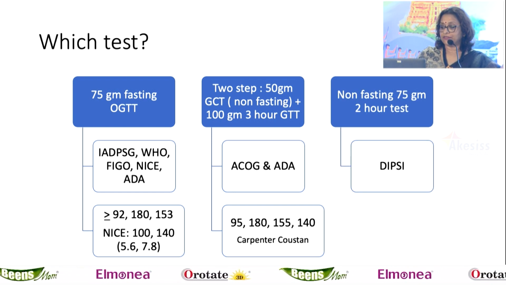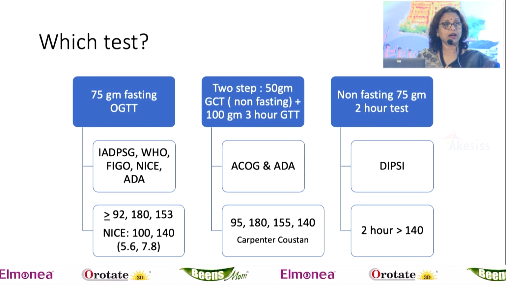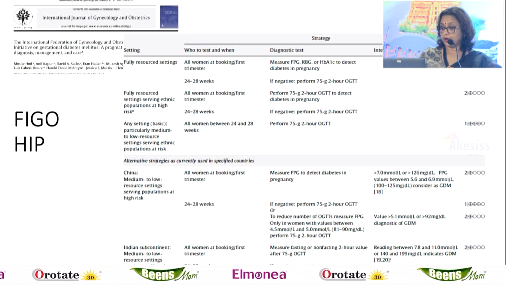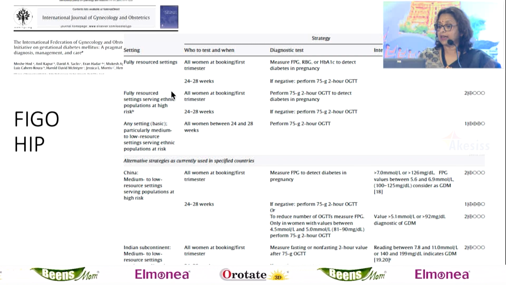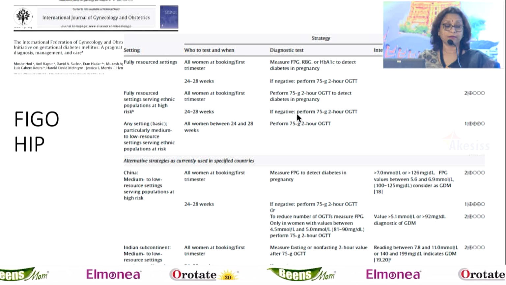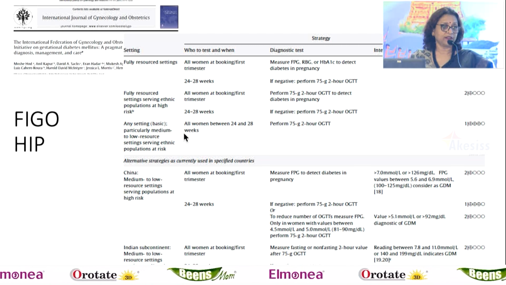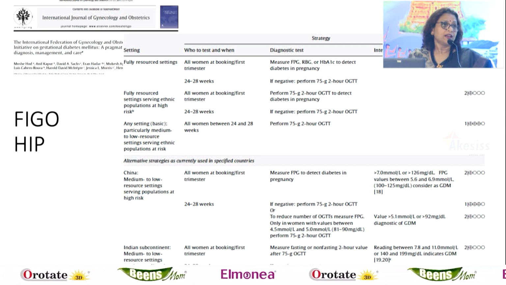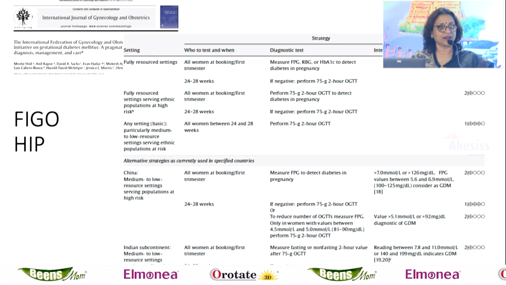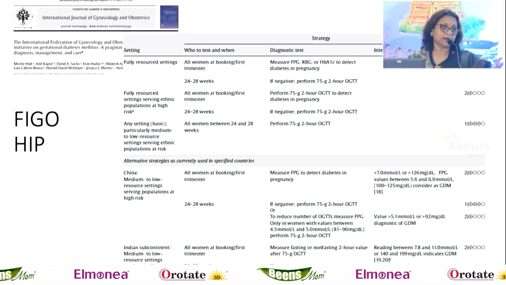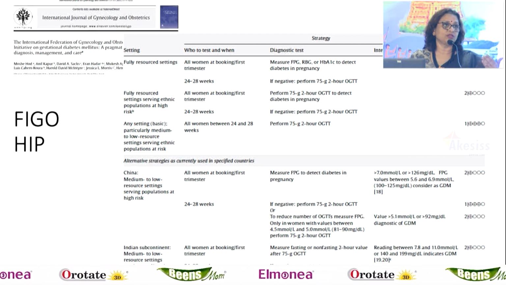The non-fasting 75 gram 2-hour test, which is the DIPSI test, has a cutoff of 140 after 2 hours with a glucose load given at any point in time. Now, if you see the FIGO guidance, if you are in a fully resourced setting, then you would do a 75 gram fasting test. If you are in a low resource setting, then they say do what is convenient for you. India has centers which are as good as fully resourced, and many centers which are under-resourced, where women may not come in the fasted state, and therefore if you cannot offer any screening at all, it makes sense to do a non-fasting test.